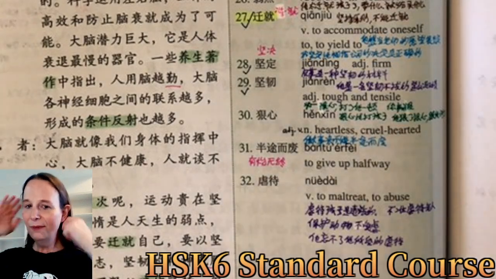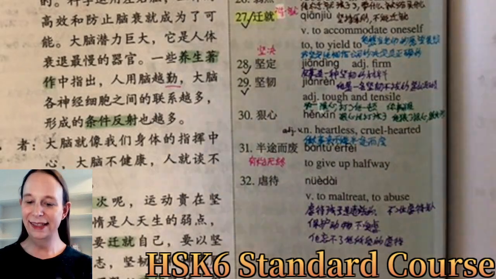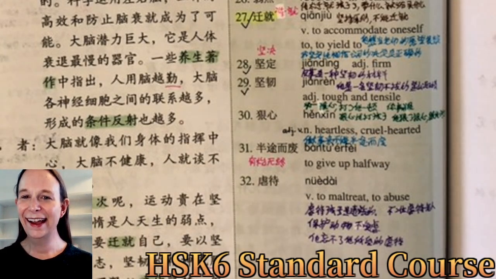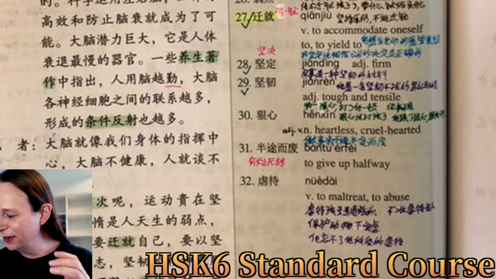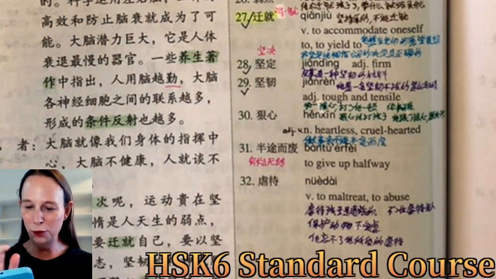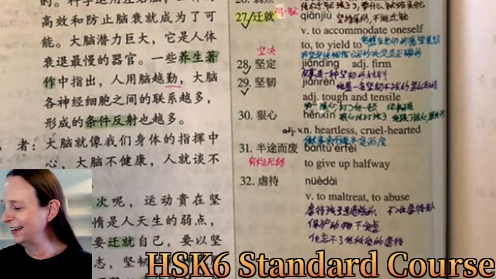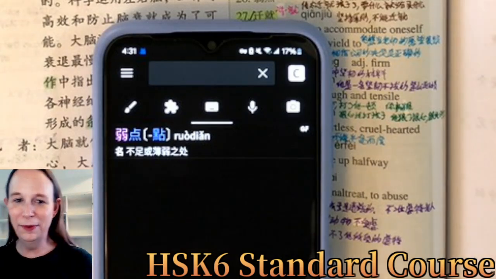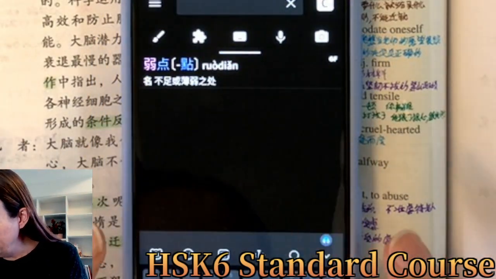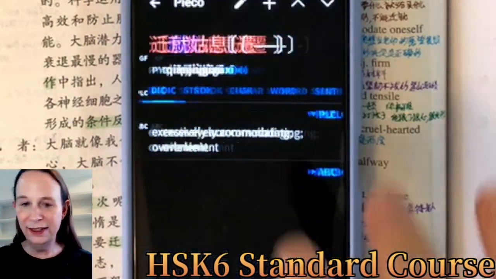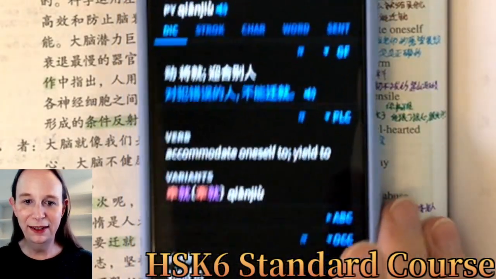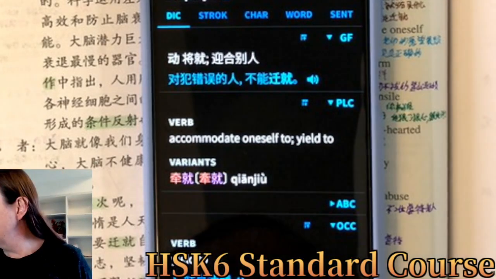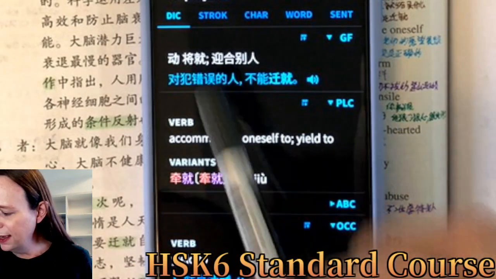迁就, so the canonical example is like a husband arguing with his wife and the husband's like, okay, yeah, I give up. 我认输了. It's just, don't want to argue anymore. You just accept whatever. So 迁就, you just end up doing things how someone else wants them done. Accommodate oneself to. I don't know this word. So maybe there's this extra meaning. 将就.